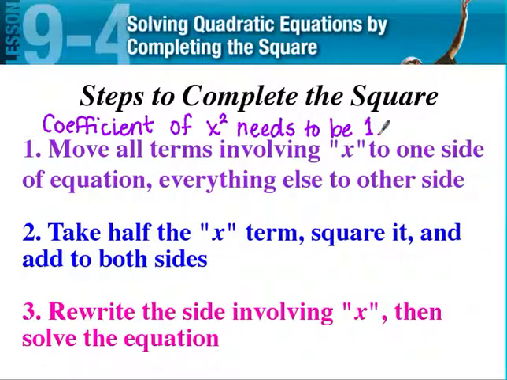So add that in. The coefficient of x squared needs to be 1. So if it's not 1, then what you need to do is somehow adjust the equation a bit so that it does become 1. Take half of the x term, square it, and add to both sides. And then step 3, rewrite the side involving x and solve the equation. So we've got one additional step today, and that's the step I added right here.